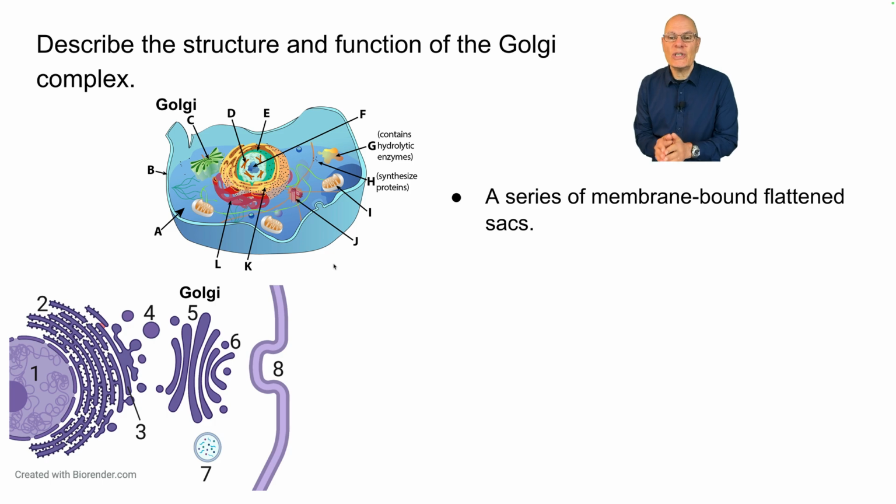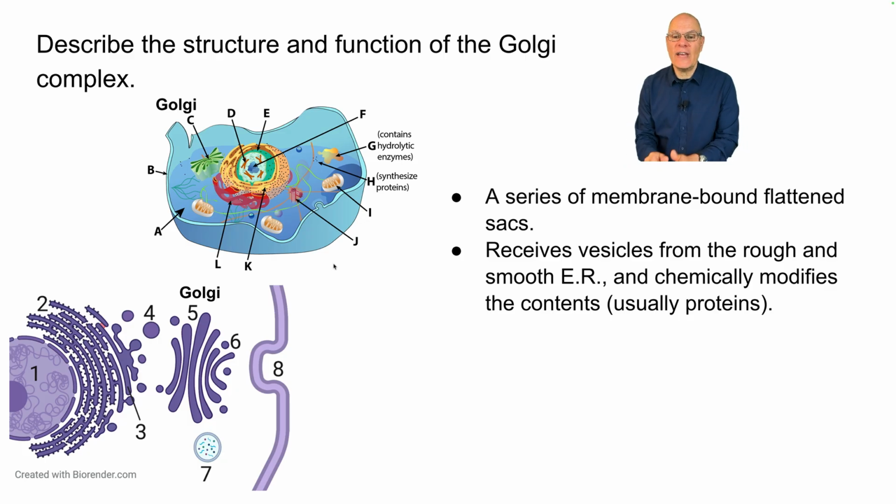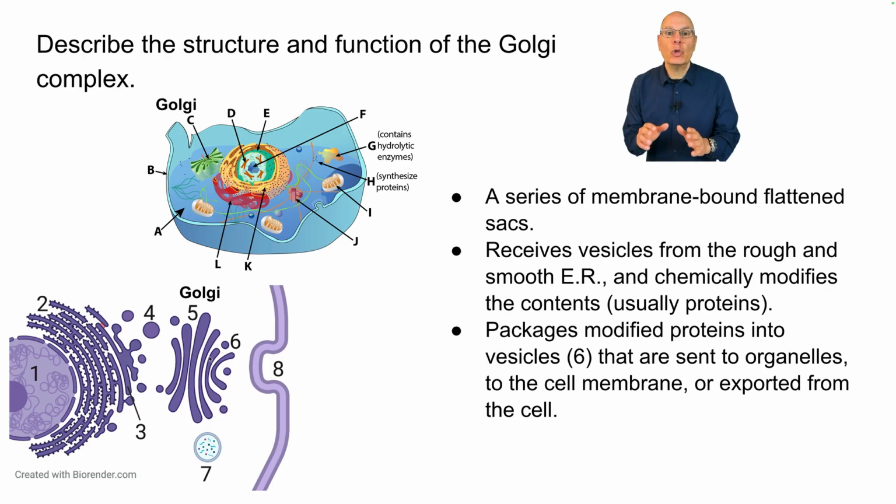Describe the structure and function of the Golgi complex. The Golgi is a series of membrane-bound flattened sacs, and you'll remember that flattening increases surface area. The Golgi receives vesicles from the rough and smooth ER and chemically modifies their contents. So here's the rough ER, here's the smooth ER, here's the Golgi, and here's a vesicle bringing something from the ER system to the Golgi. The Golgi packages those modified proteins into vesicles, shown at 6, that are sent to organelles like lysosomes over here at 7, to the cell membrane, or exported from the cell.